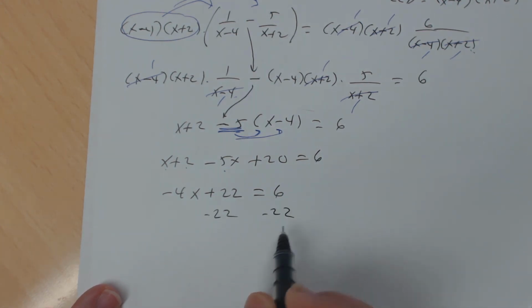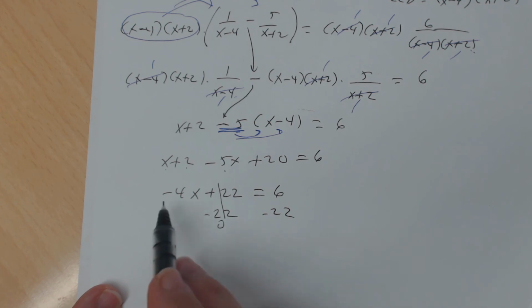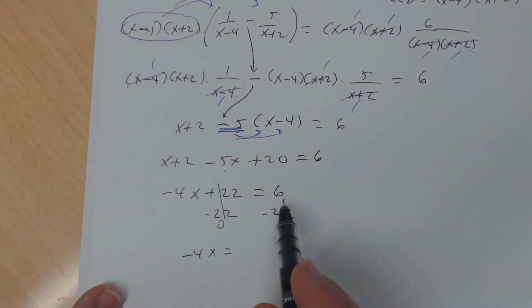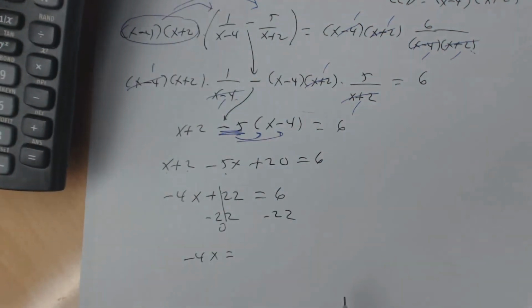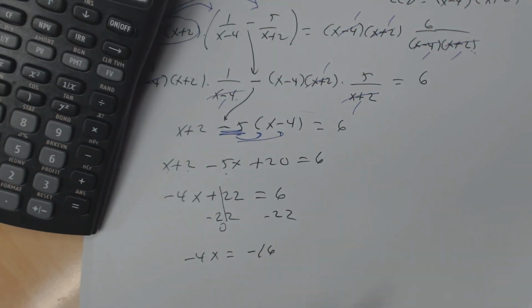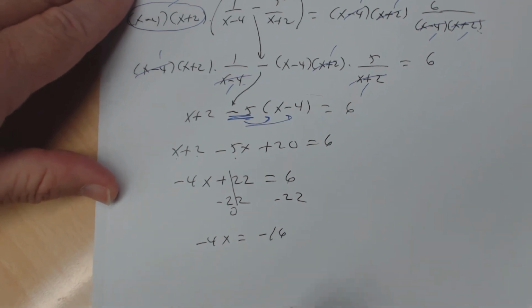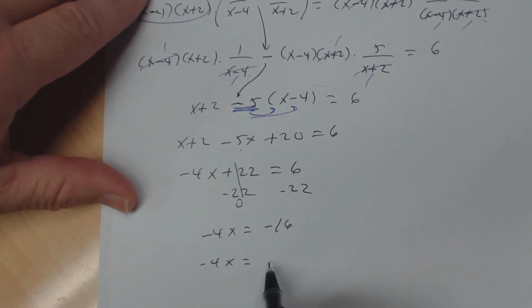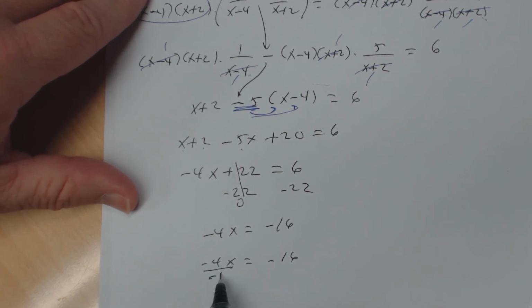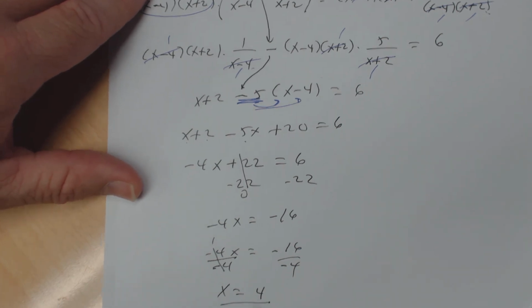Subtracting 22 from both sides, I get negative 4x equal negative 22 and a positive 6 is a negative, let's see, what's that, 16? Negative 16. And then to get x by itself, we're now multiplying x by negative 4. The opposite is to divide by negative 4. Negative 4 divided by negative 4 is 1. 1 times x is x. Negative 16 divided by negative 4 is a positive 4. All right, so we got x to be a positive 4.